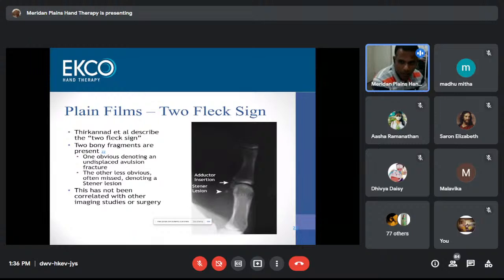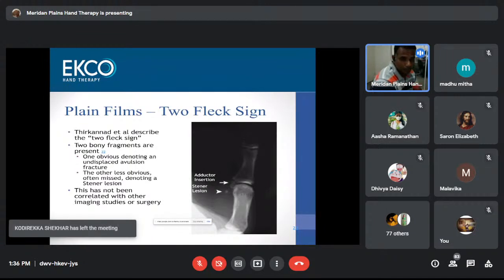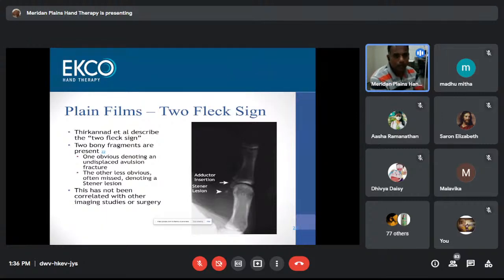And another sign that we can see is the two-fleck sign, which is the adductor insertion as well as the Stener lesion. Two bony fragments are present, one obviously denoting an undisplaced avulsion fracture, the other less obvious, often missed, denoting a Stener lesion. This has not been correlated with other imaging studies or surgery.